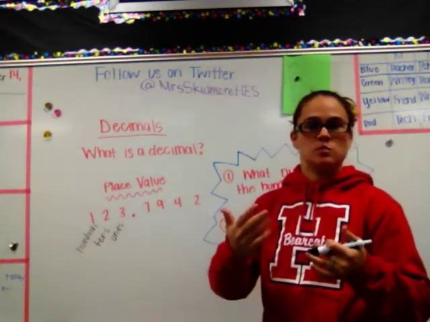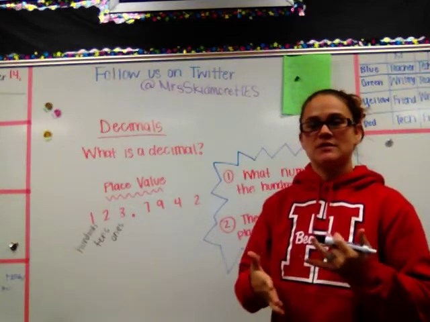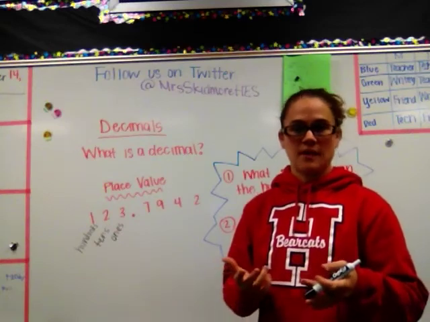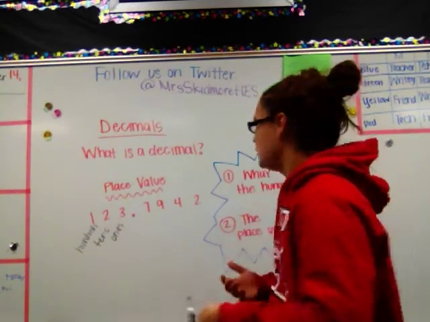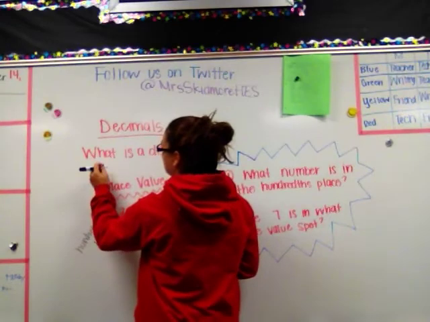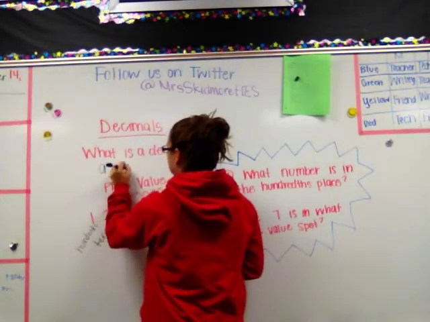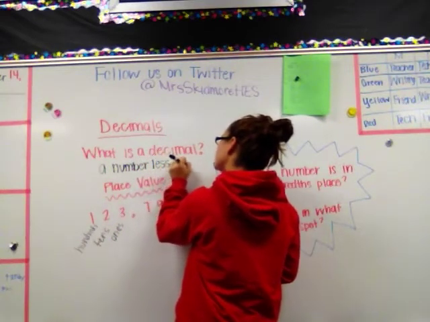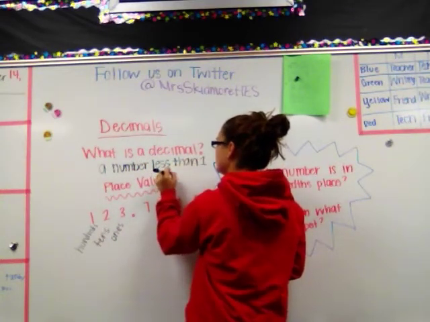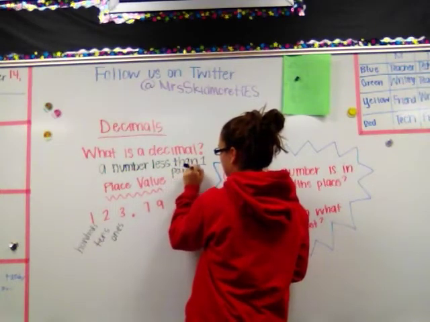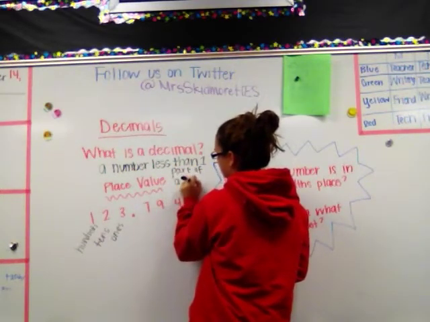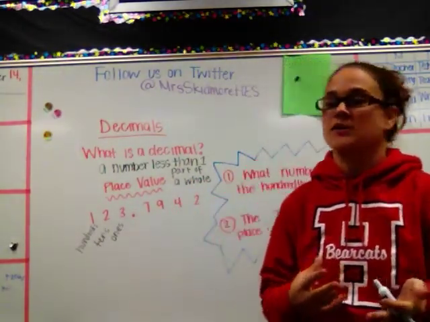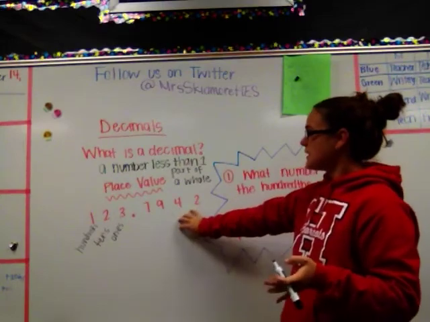First thing we're going to talk about is what is a decimal. Anytime you have a decimal, it means that you have a number whose value is less than 1. It is part of a whole. Okay? So a number less than 1 or part of a whole. It's very much like a fraction. Okay? And then we're going to talk about the place value.